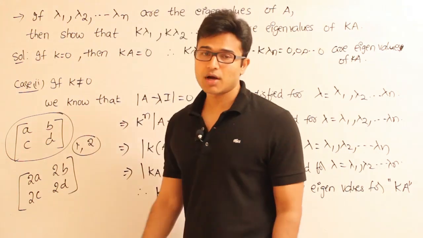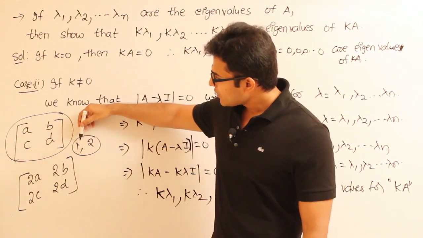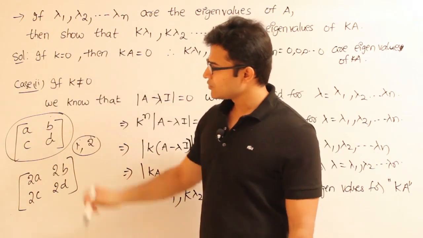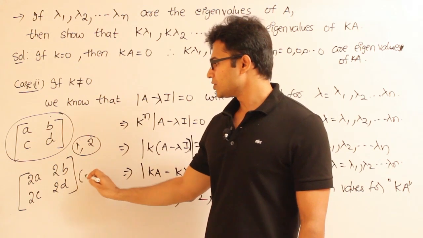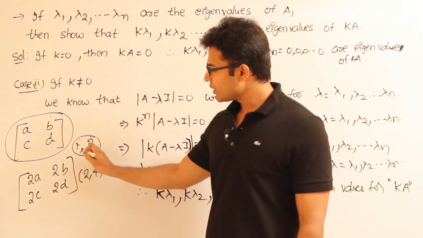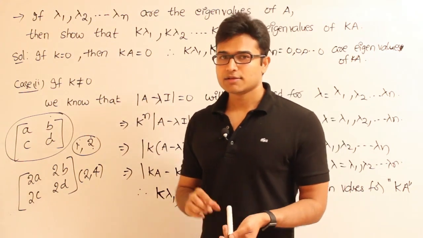what they are asking us is to prove that if these 1 and 2 are the eigenvalues of this matrix, then you have to multiply this one with 2, which means 2 and 4. Then 2 and 4 will be the eigenvalues of this matrix. Are you getting this? Simple.